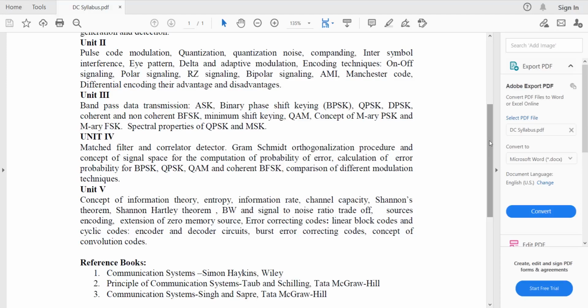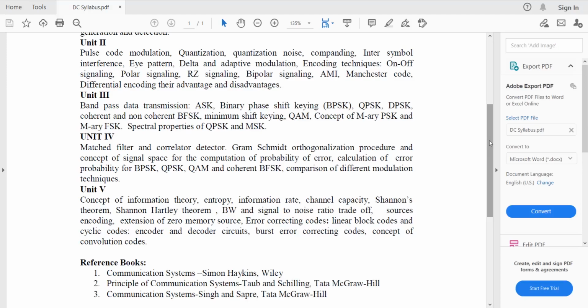Then there are error correcting codes. This is the starting of the channel encoding part. Error correcting codes are of different types like linear block codes and cyclic codes. Linear block codes and cyclic codes are very much interrelated. So we'll see what are the differences and what are the similarities. Then comes encoder and decoder circuits. We'll see how we can encode and decode some data into linear block codes or cyclic codes.